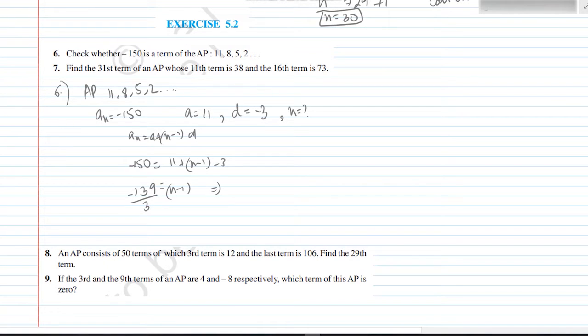So here, 3 fours are 12 and 19 is remaining, right? So this minus 139 cannot be divided by 3. Therefore, we are getting a decimal form. So therefore, minus 150 is not a term of the given AP. Fine.